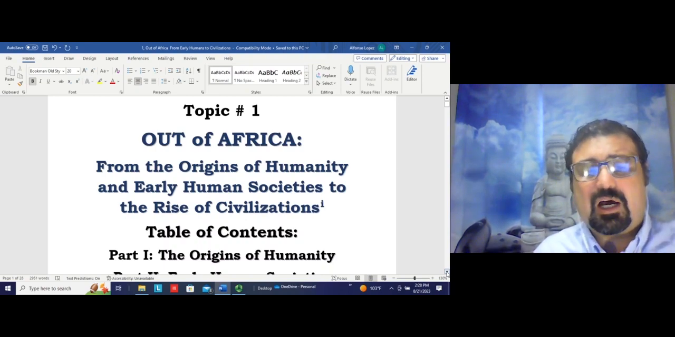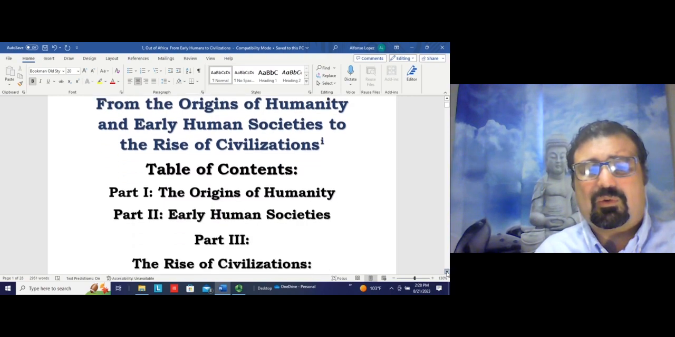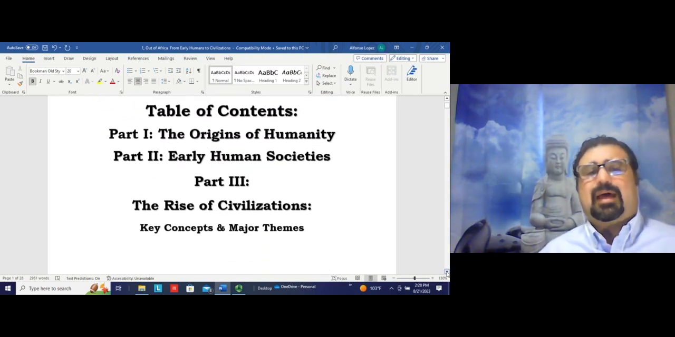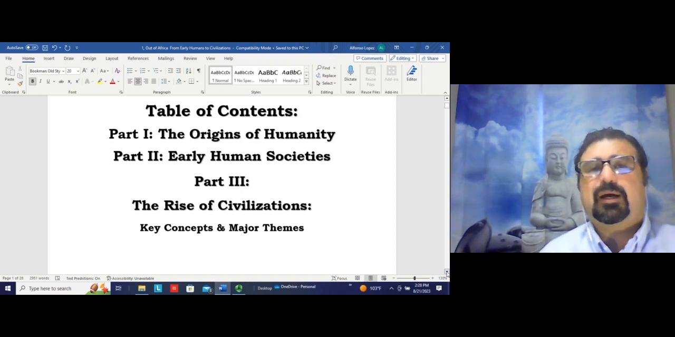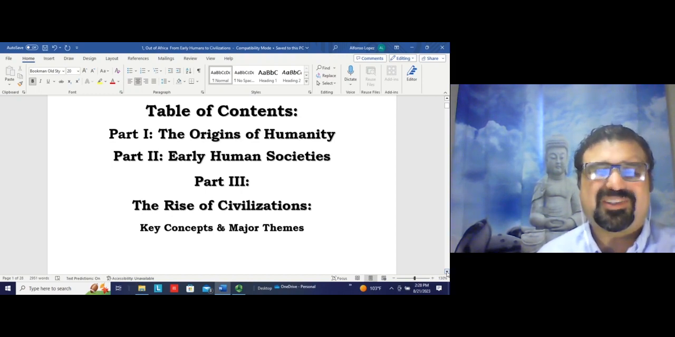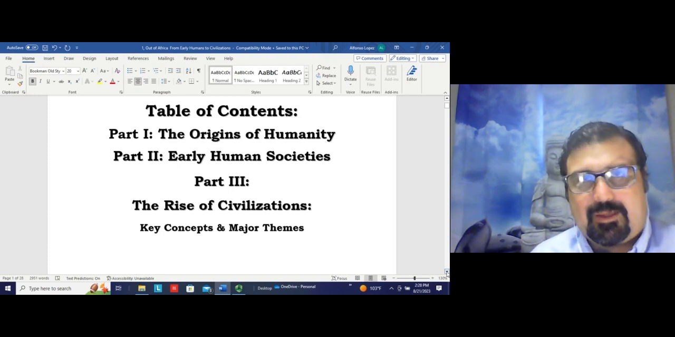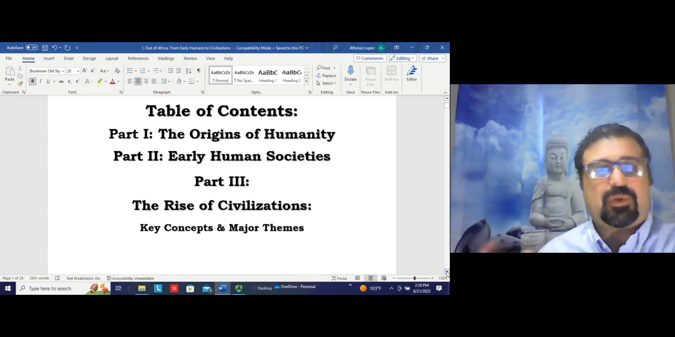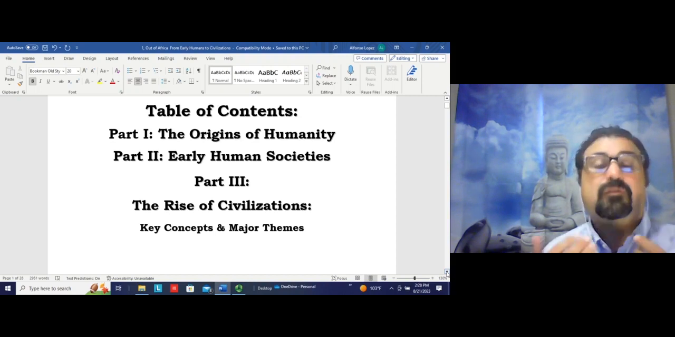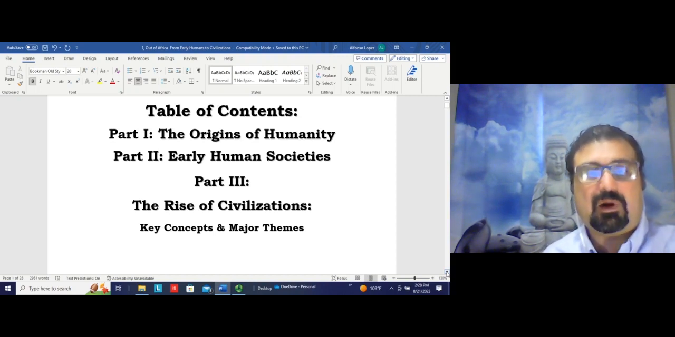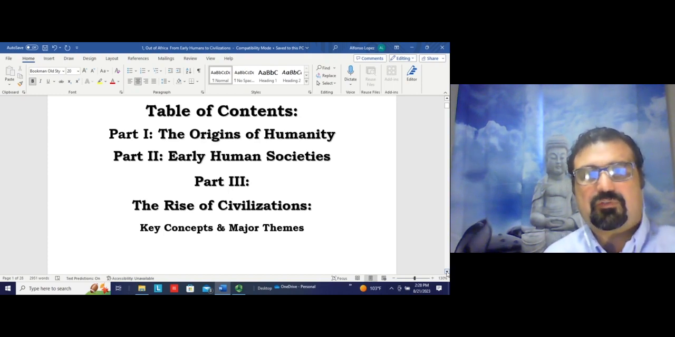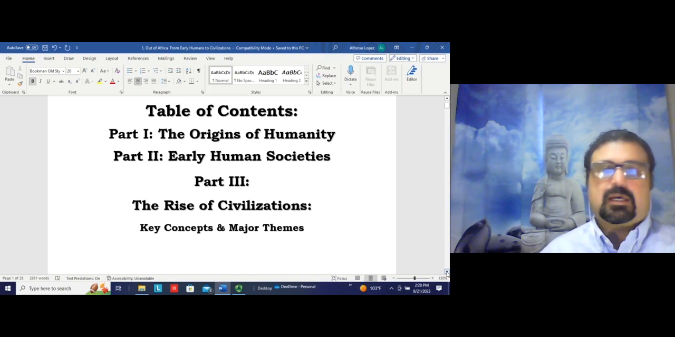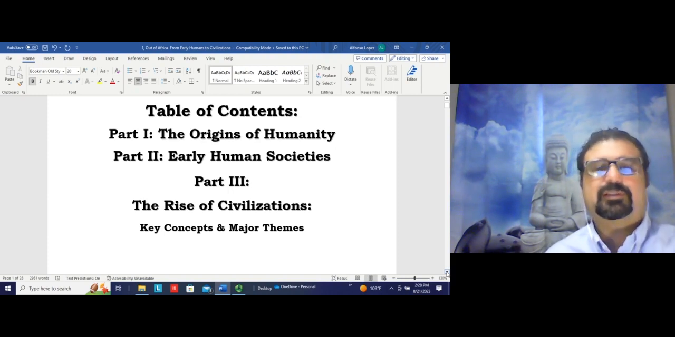Now, the table of contents shows that the way we are going to approach this topic is by looking at three main parts. Each session, remember there are going to be 3 sessions per topic, will be devoted to each one of those parts. So for session 1, we're going to look at the origins of humanity. In session 2, we're going to look at early human societies.